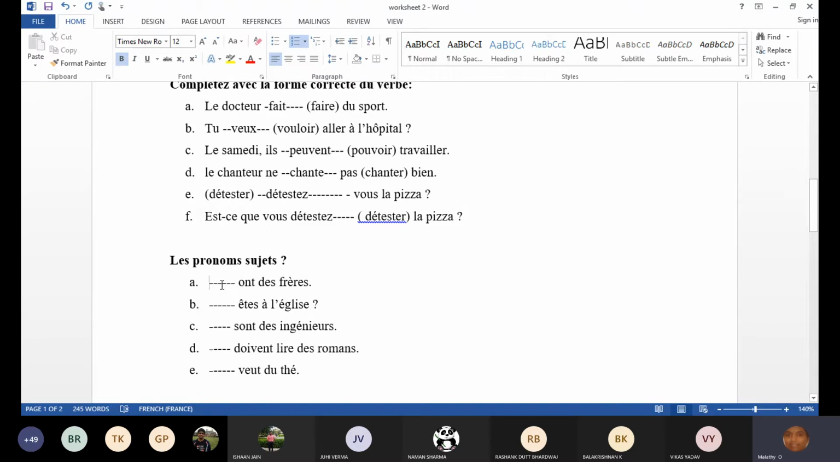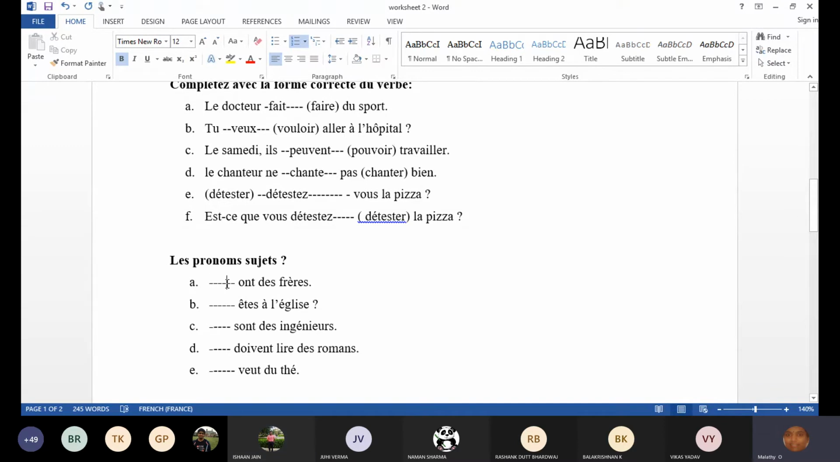So obviously the verbs are all after the fill up. Yes, after each fill up there's a verb: ont, est, es, ont, doivent, veut. These are all verbs. So you have to find the corresponding subject. For that again you need to know which verb this is and for which form. Can anybody guess which verb is ont? Avoir, right?